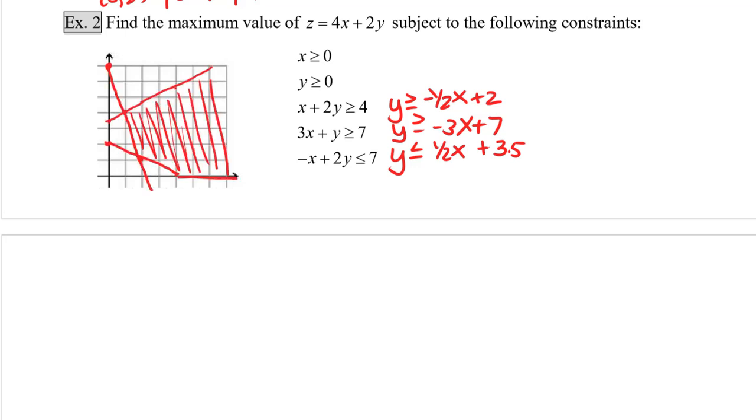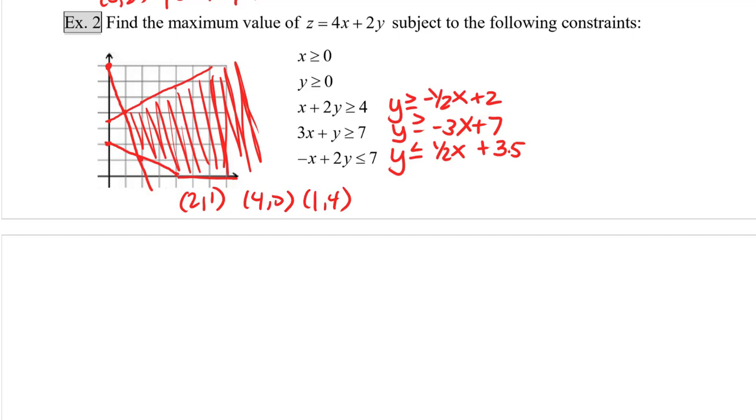So now that we've drawn the constraints and sketched the feasible region, you can see that we don't have a bounded region. When this happens, it means that we are not guaranteed to have a maximum or a minimum. But if we do, the max or min will happen at a vertex. So let's go ahead and list our vertices. We have one at (2, 1), one at (4, 0), and one at (1, 4).